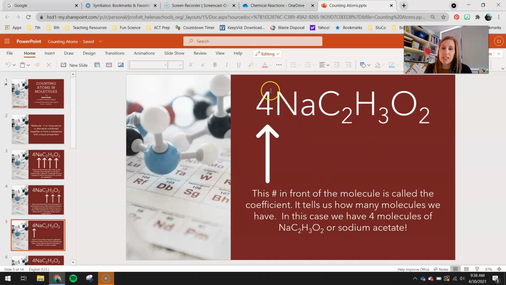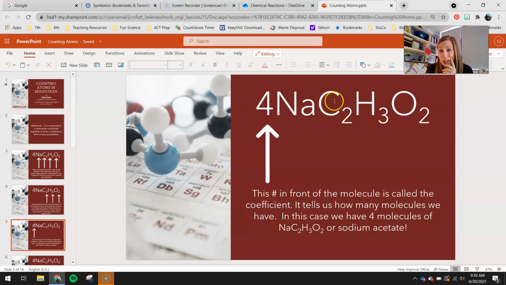Okay, so if you guys were given this and you have a number in front, that coefficient tells you how many molecules you have, and if I ask you guys to count how many total atoms there are, you guys would take everything you see as far as the subscripts go in this and multiply it by 4. So even though in one molecule we only have 1 sodium atom, we actually have 4 molecules of this. We'd have 4 sodium atoms.